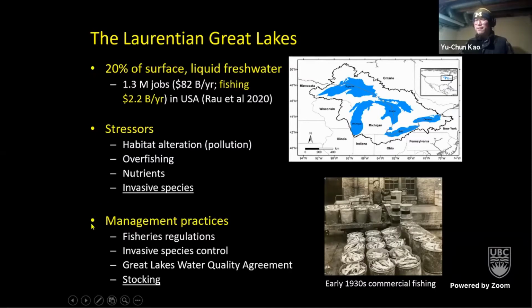And the management practices should all be familiar to you: fisheries regulations, invasive species control, water quality management, and stocking. Stocking basically means they just put in different species, trying to create recreational or sustained fisheries.